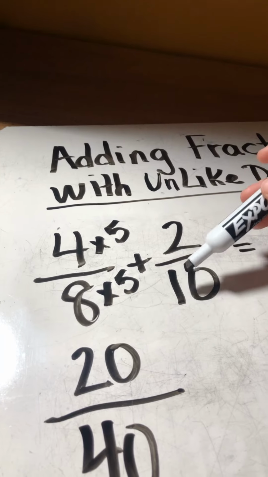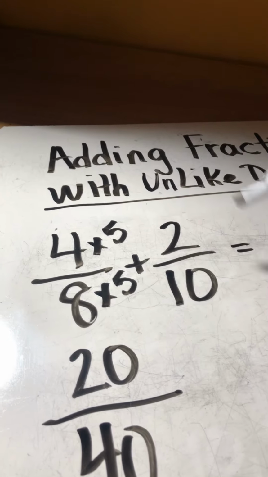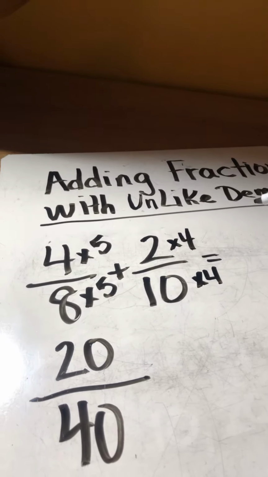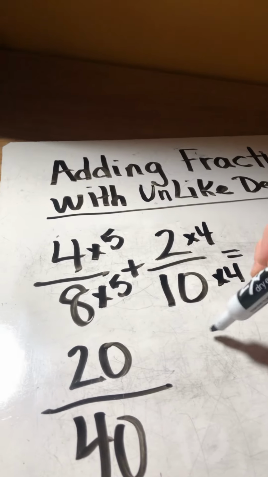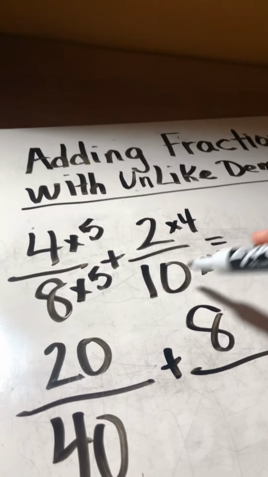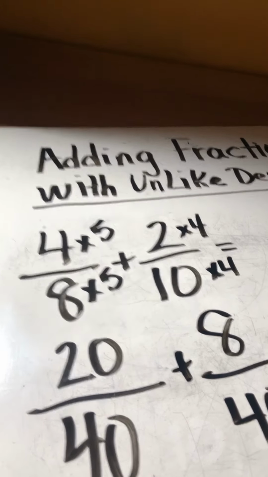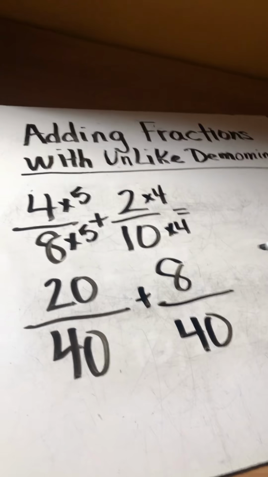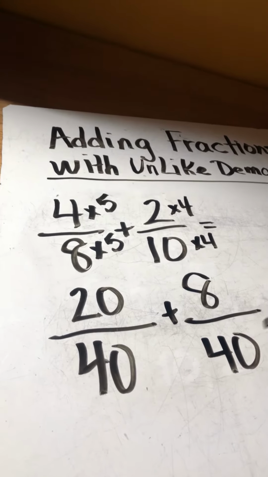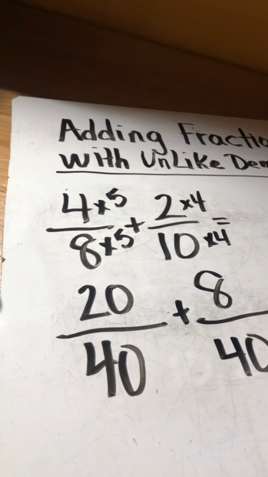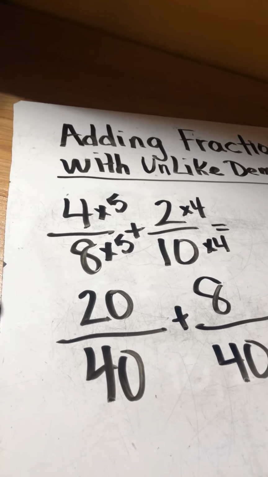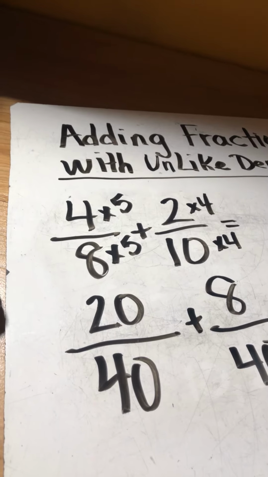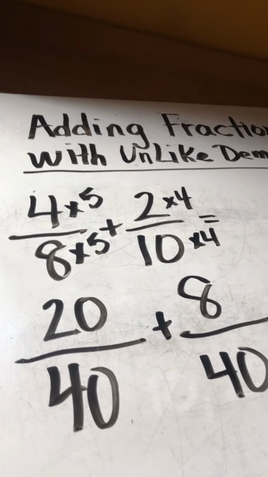So what does 10 times what equals 40? And that would be times 4. All right, so 2 times 4 is 8, and then 10 times 4 is 40. All right, so now we have the same denominator. We have 40 in both, all right? So it's going to be easier to add. So therefore, it's going to be just like our previous video of adding fractions with like denominators.